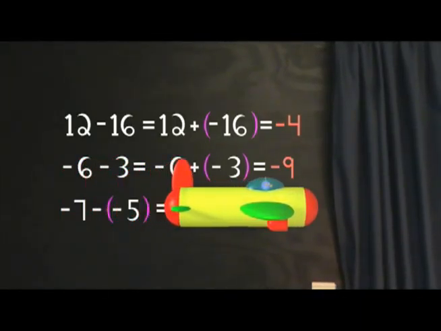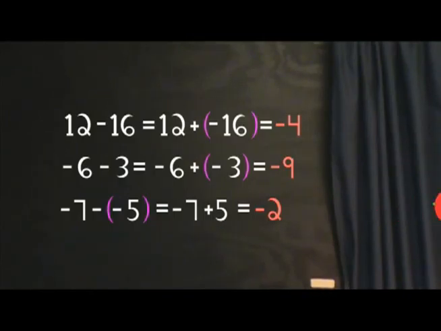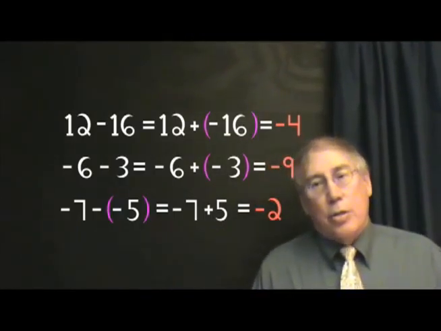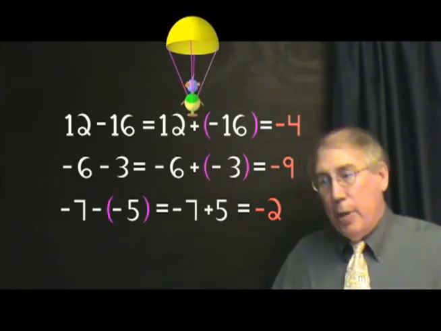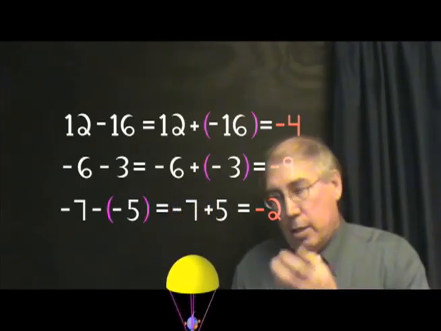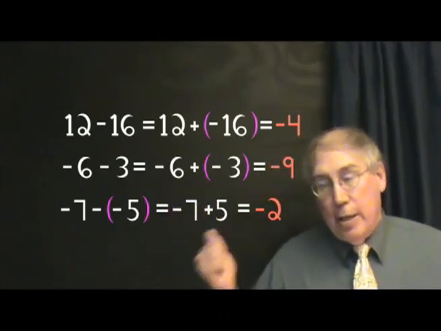Here's another case. We get negative 7 plus 5 when we rewrite it. So the signs are different. Subtract the 5 from the 7 and we get 2, and put the sign of the larger number there, which is negative 7. So we get a negative 2.